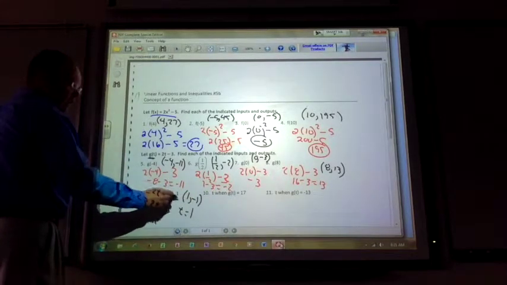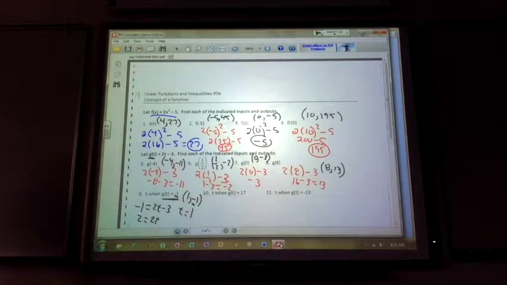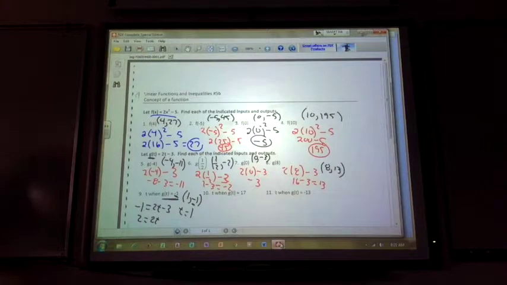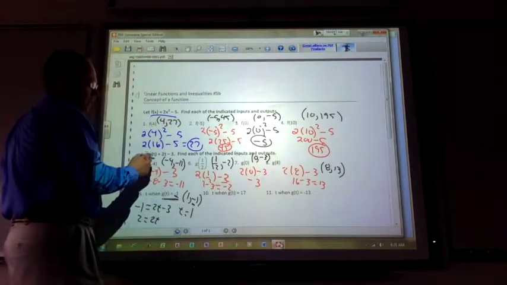Why did this -1 go in for the y value versus the x value? It's not in the parentheses. It's the output that it's given. Okay? So here's your output here. So 17 is going to go right here again.